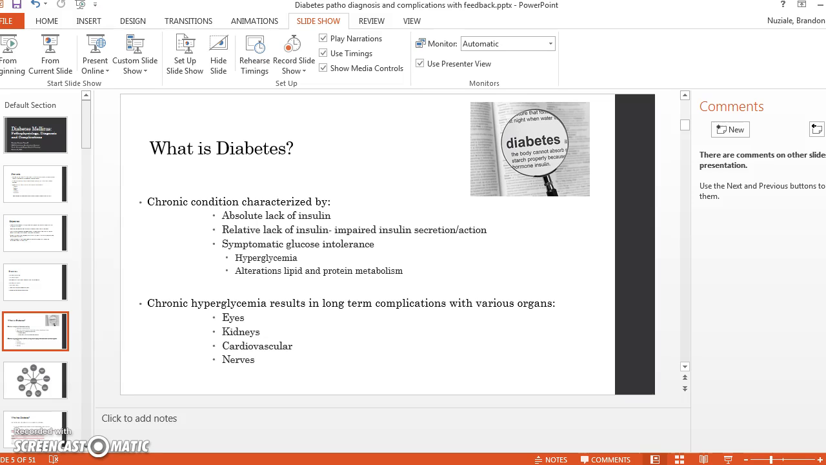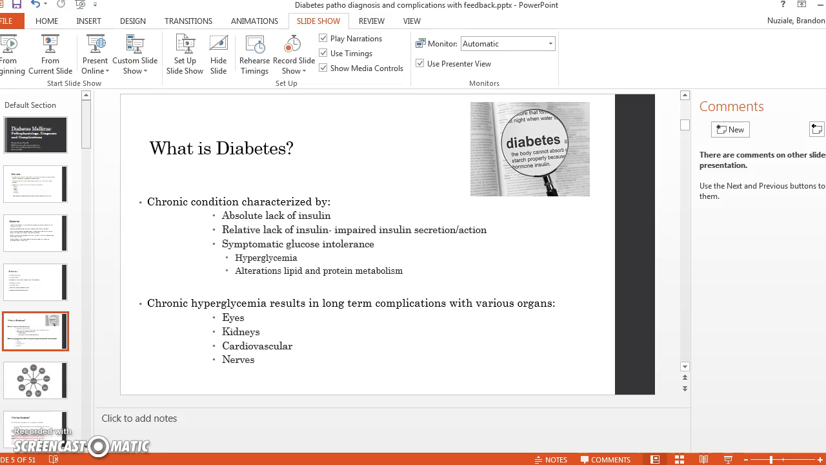Those alterations, chronically, can lead to long-term complications with various organs, which we think about as changes in our eyes, damage to our kidneys, cardiovascular type complications, as well as nerve damage. And we'll get into more detail about those complications later in our lecture today, and then some more on Friday.